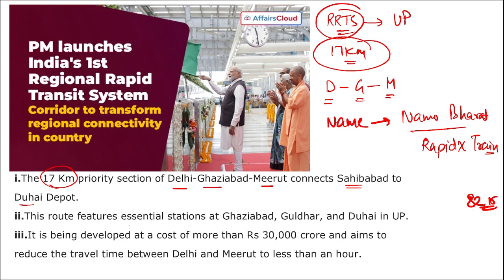Right? This route will feature stations at Ghaziabad, Guldhar and Duhai in UP. Then it is being developed at a cost of more than 30,000 crore rupees and aims to reduce the travel time between Delhi and Meerut to less than an hour. Next thing, this train will be running at a speed of almost 180 km per hour.